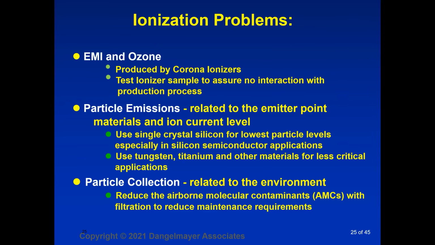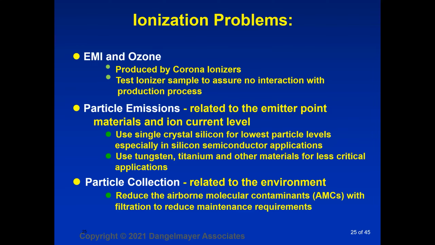Particle emissions are related to the emitter point materials and the ion current level. There are choices of emitter point materials that will reduce the particle emissions to the lowest possible level. Single crystal silicon emitter points produce the lowest particle levels, and they're especially applicable in silicon semiconductor applications, which, as you may imagine, are very extensive worldwide. We can also use tungsten, titanium, and other materials for less critical applications where particles are not as much of a concern.